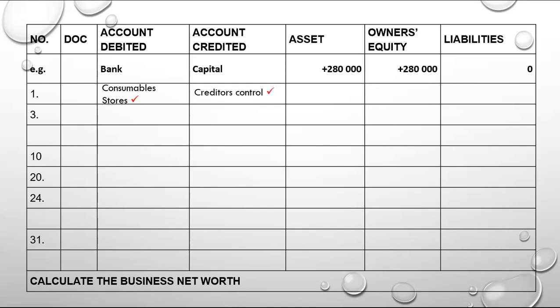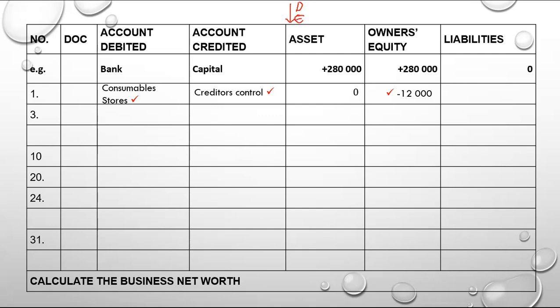Assets are not affected here. So under assets, I'll have 0. Under owner's equity, I will have minus 12,000 because we bought them for 12,000 Rand. Consumables are an expense. Remember what I said earlier on? Owner's equity is affected by 4 accounts, and one of them is an expense. When expenses go up, they reduce owner's equity. So 2 things that reduce owner's equity, I said, are drawings and expenses, okay?